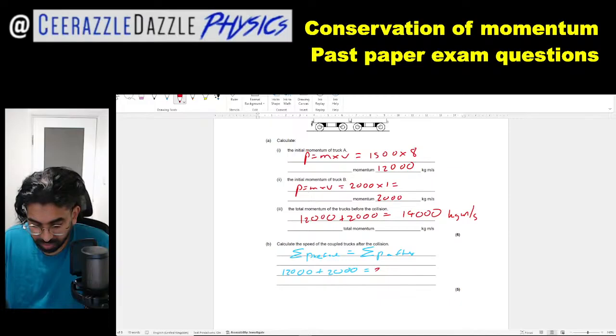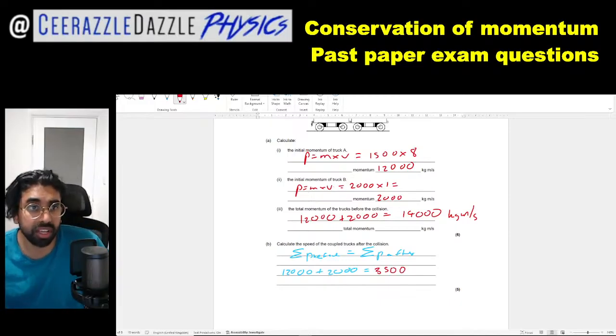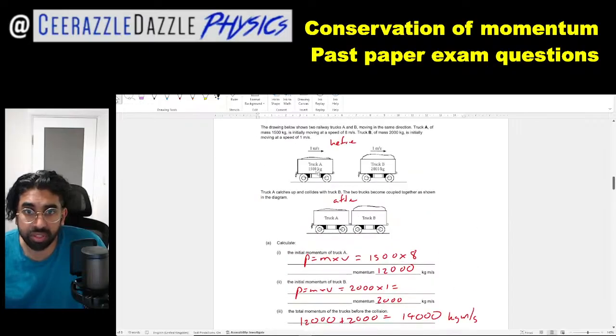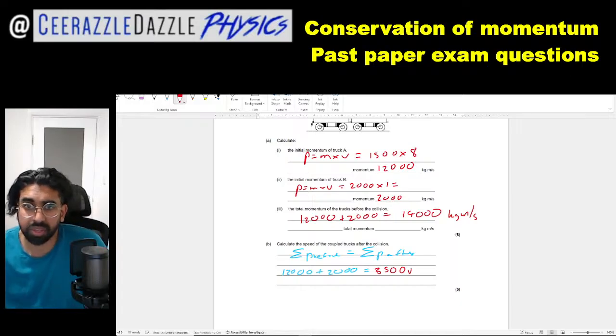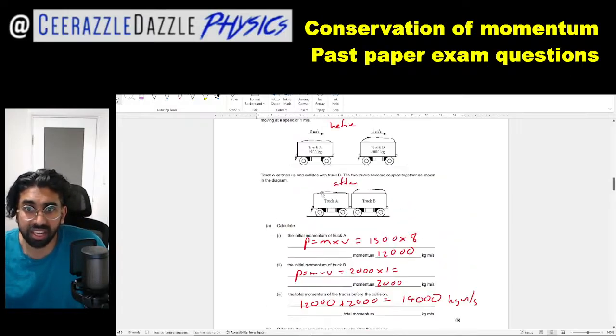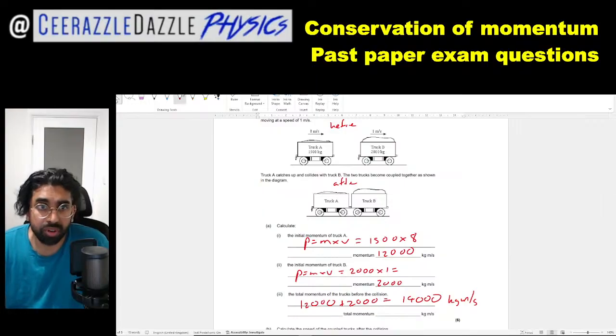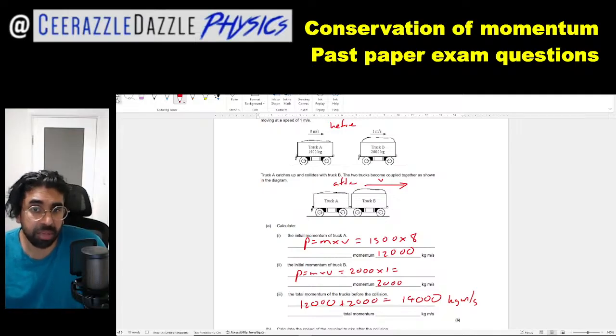Yes, is equal to 3500. Yes, because the mass of truck A we said was 1,500, truck B was 2,000, therefore it's 3,500 in total, times the final velocity, which we don't know, v, because we know they both collide and hit each other, but we don't know the final velocity. If I was to draw the arrow over here, we don't know the final velocity. That's why we're just labeling it as v.